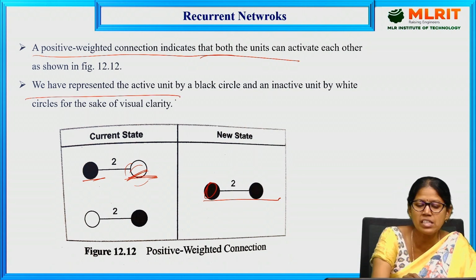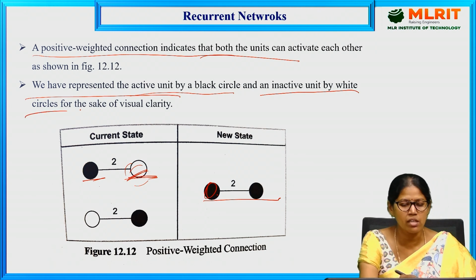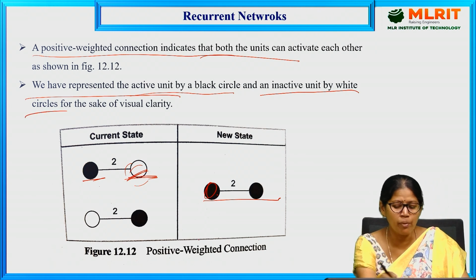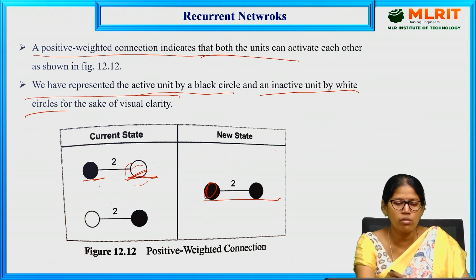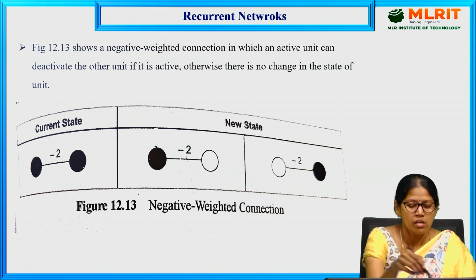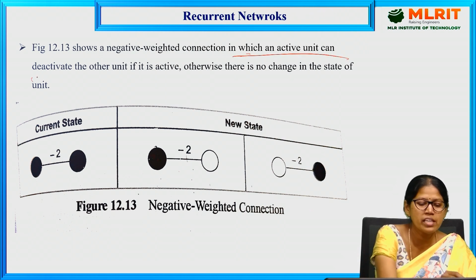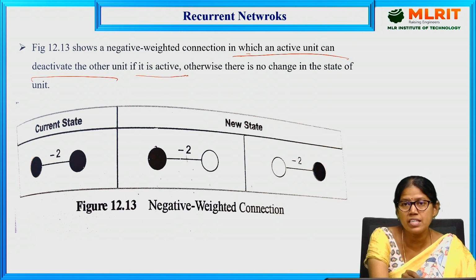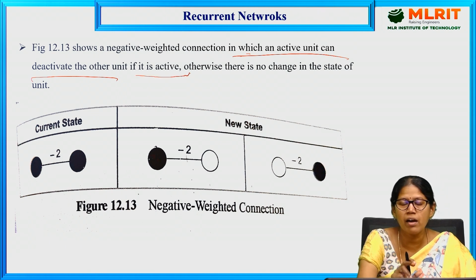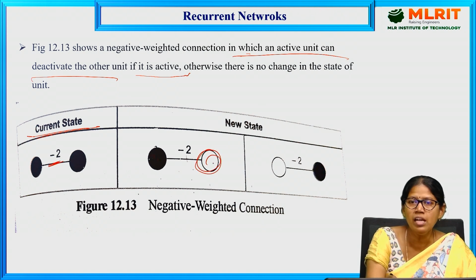We have represented the active unit by a black circle and an inactive unit by a white circle. A positive weighted connection will look like this: current state and new state. Next, the negative weighted connection is one in which an active unit can deactivate another unit if it is active. Negative means that if that unit is active but has a negative weight, then it will be deactivated. Look at this one: current state, -2, the negative value. The next one, it will deactivate.